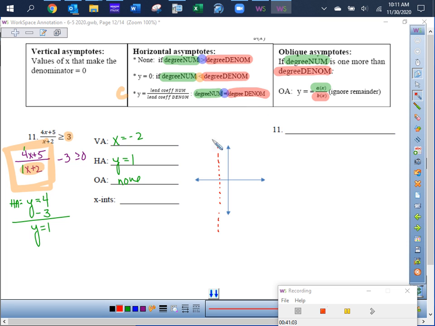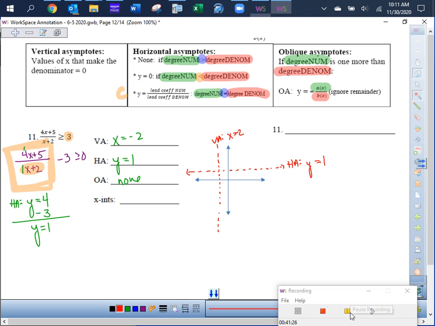VA, x equals negative 2. And a horizontal asymptote at y equals 1. All of this is graded. And then we will go to the calculator, punch this in, and see what it looks like.